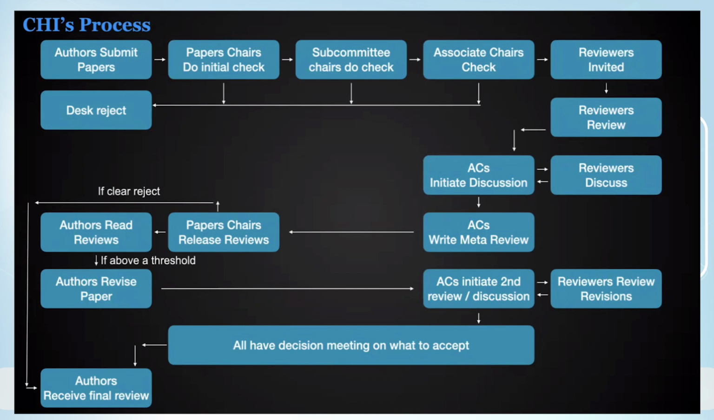So you can see that's a fairly elaborate process, and you're providing kind of one step as a reviewer on the side to help ACs do their jobs. And those ACs are helping the subcommittee chair do their job, and those subcommittee chairs are helping the papers chairs make decisions about papers. So there's these levels up that your advice is being read by.